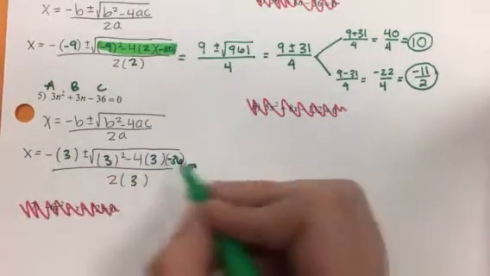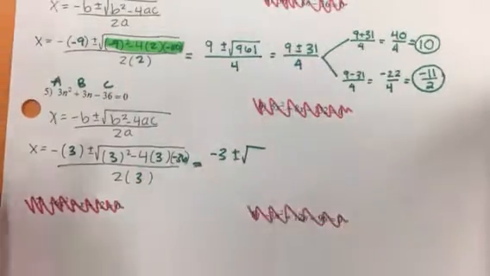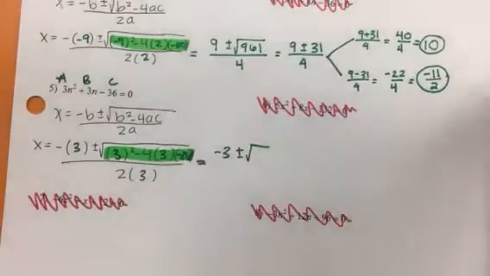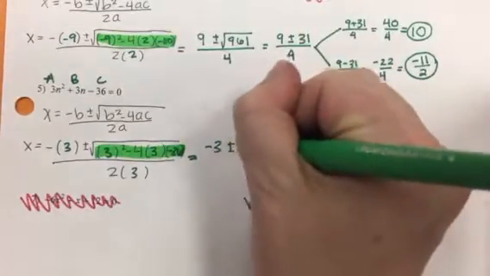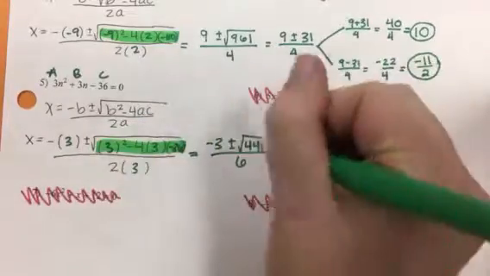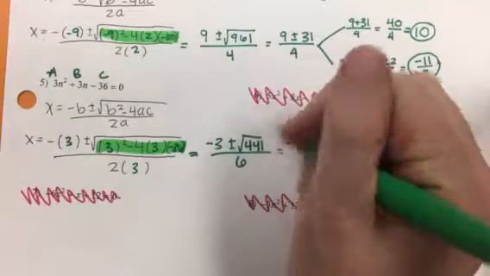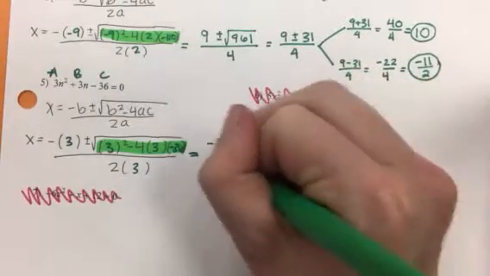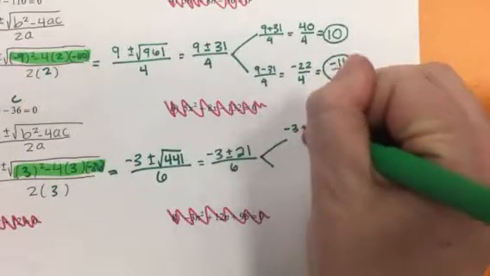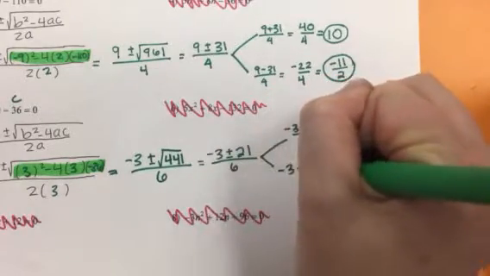When we reduce it, we get -3 plus or minus the square root. Enter the inside into our calculator, and we should get 441 over 6, since 2 times 3 is 6. -3 plus or minus the square root of 441, which is 21, over 6. Split it up into the two solutions: -3 plus 21, and -3 minus 21.